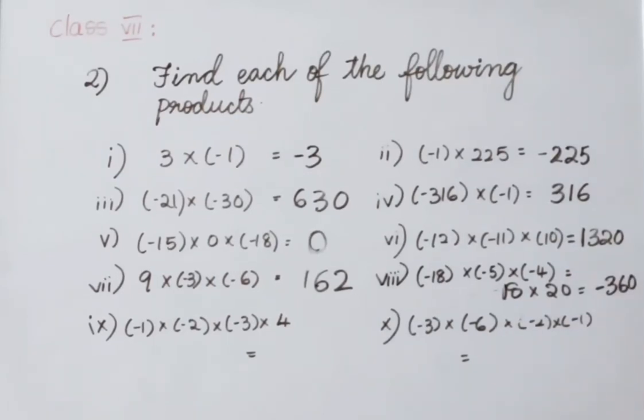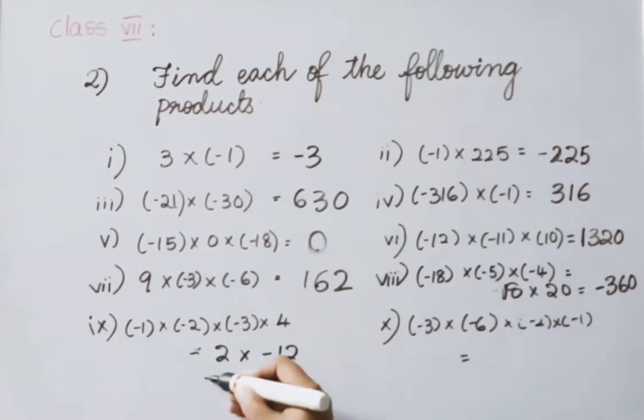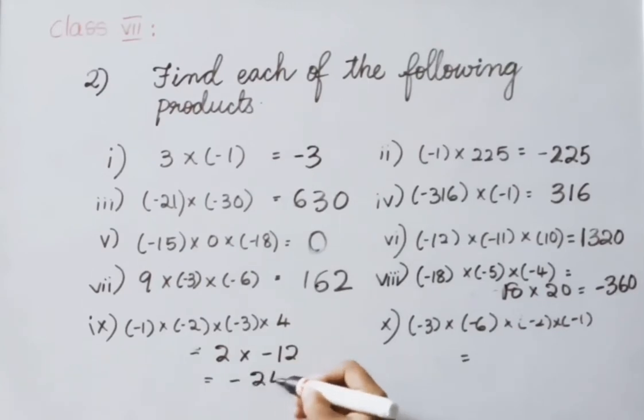See ninth one, minus 1 into minus 2 into minus 3 into 4. Minus into minus is plus, 1 2s are 2. Minus 3 into 4, minus 12. So 2 into minus 12, answer is minus 24.